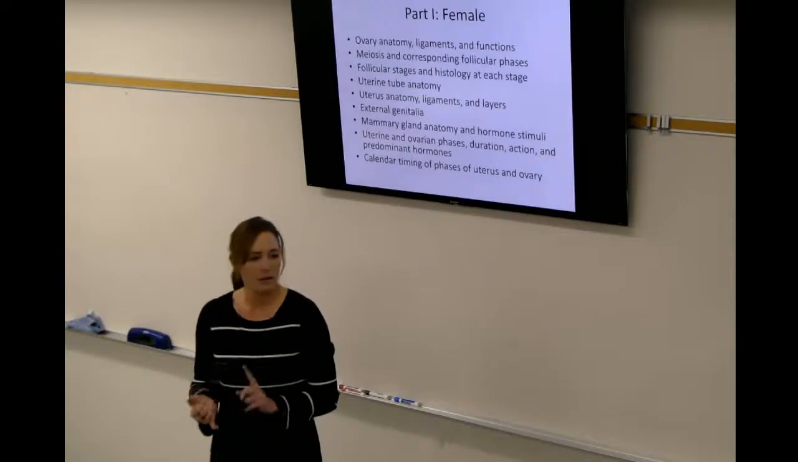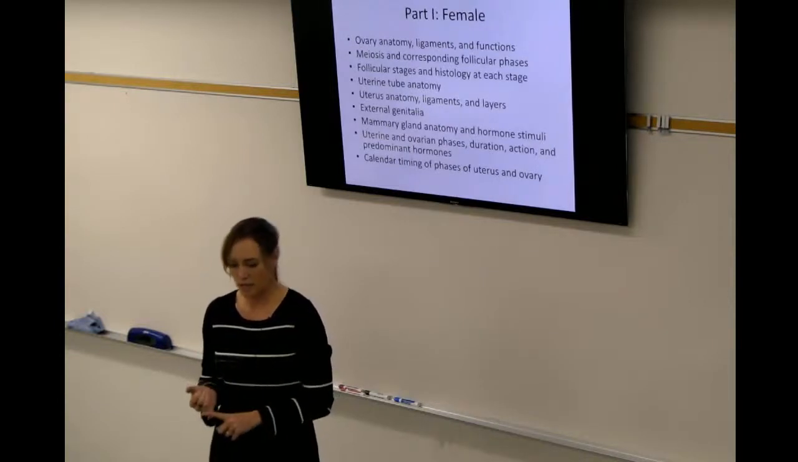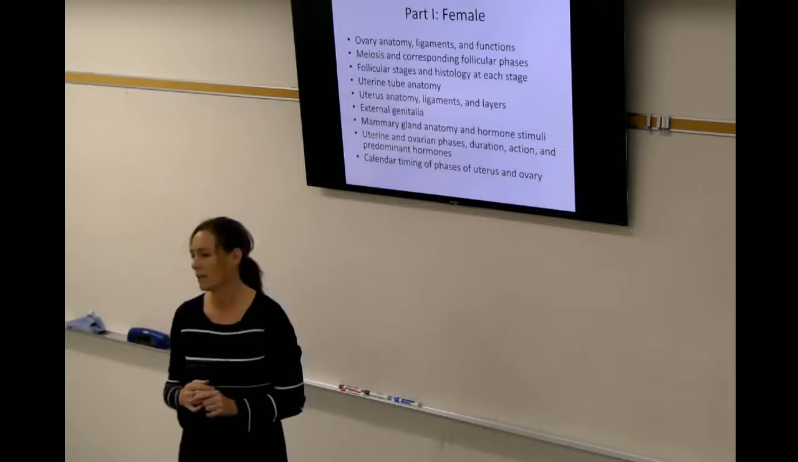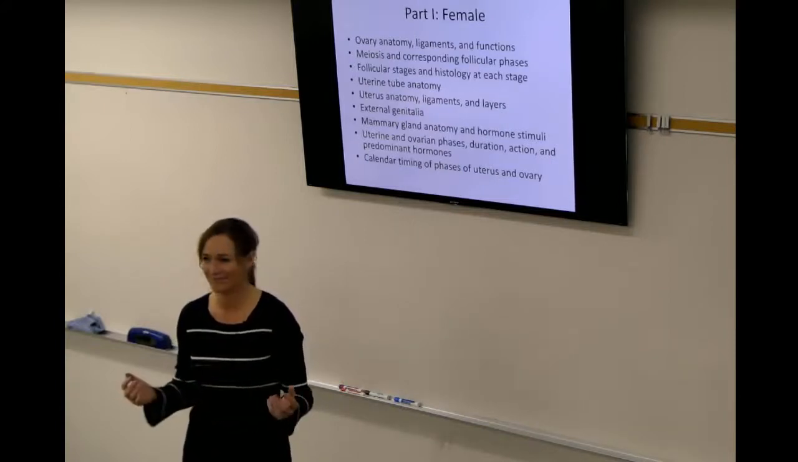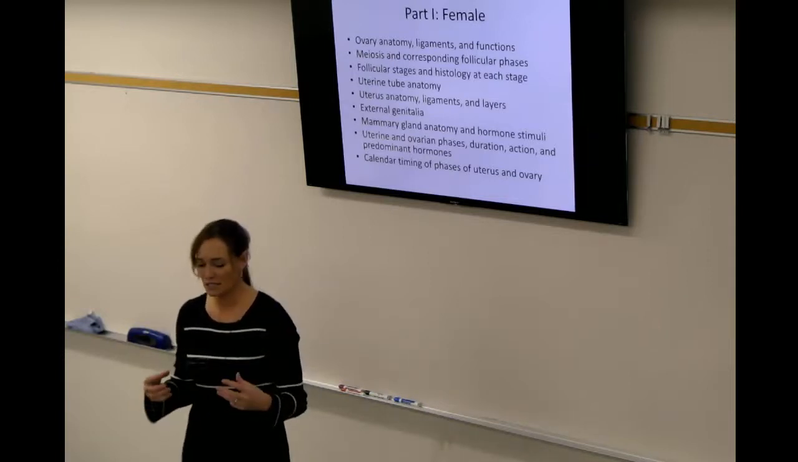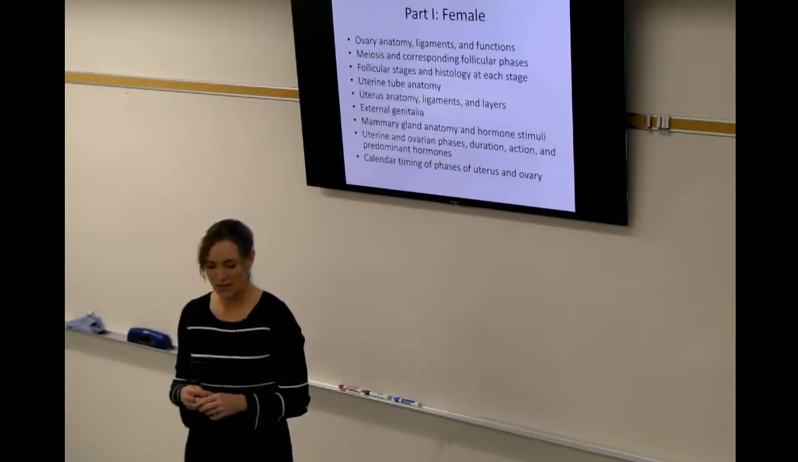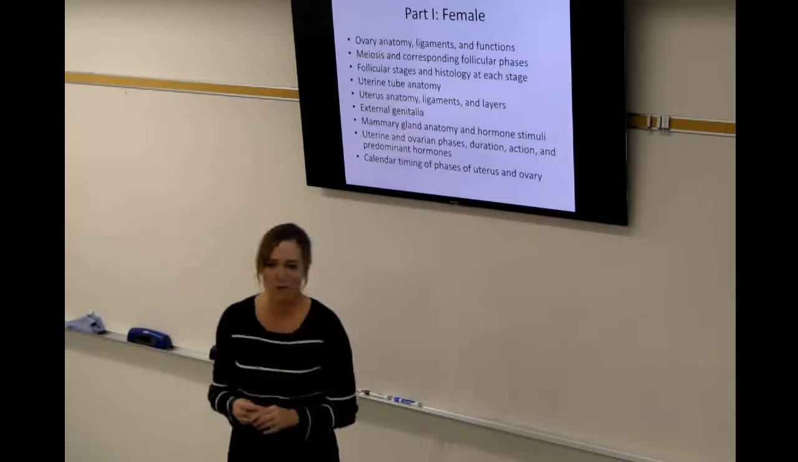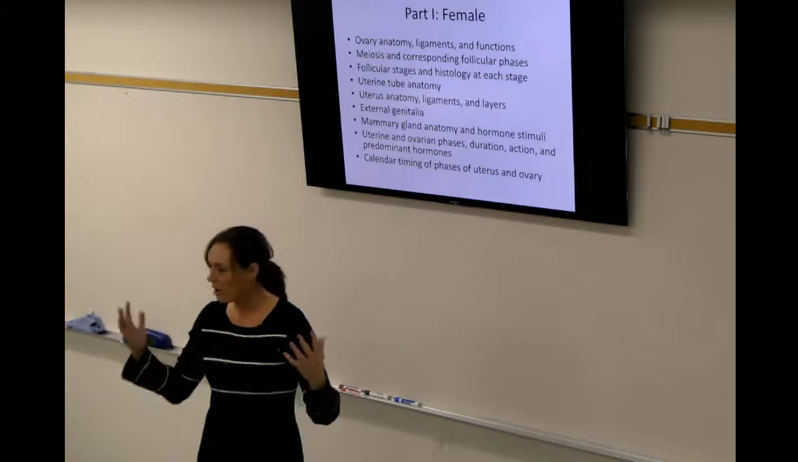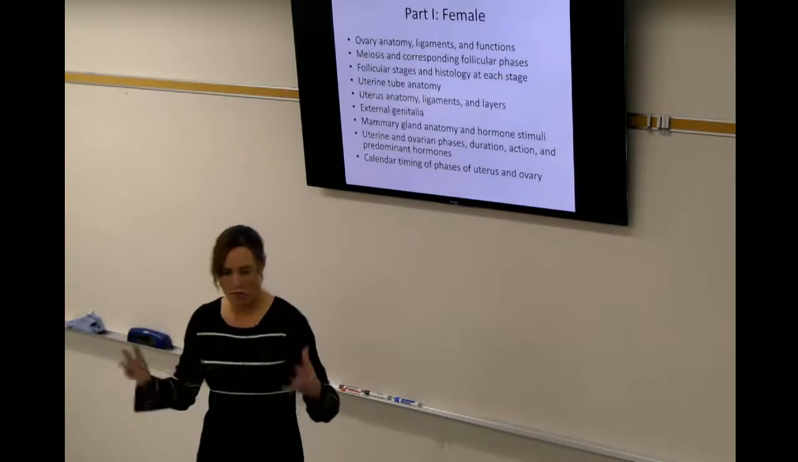Female anatomy, we'll deal with the ovaries. The ovary anatomy, there's no anatomy of the ovary, just the ovary. There's no other parts of the ovary. We're going to talk about the follicles inside the ovary. Ligaments and functions. I think I meant to have a comma there, ovary, and then your basic anatomy. So we have the basic anatomy of the whole female tract.